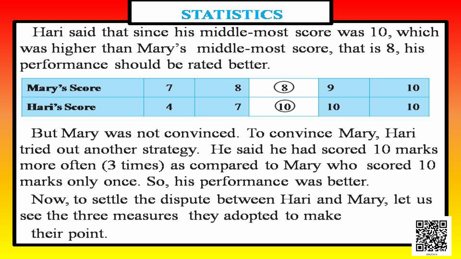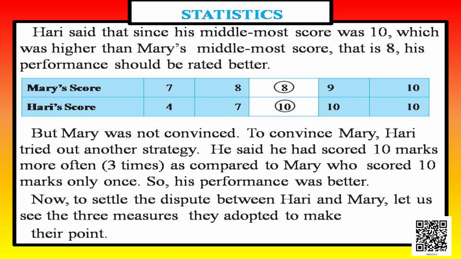He arranged both their scores in ascending order and found the middle score as given below. These are the scores of Mary. She got 7, 8, 8, 9 and 10. And in the next row we have Hari's scores, which are 4, 7, 10, 10, 10. Hari said that since his middlemost score was 10, which was higher than Mary's middlemost score, that is 8, his performance should be rated better.